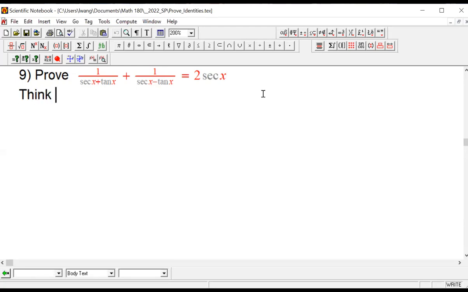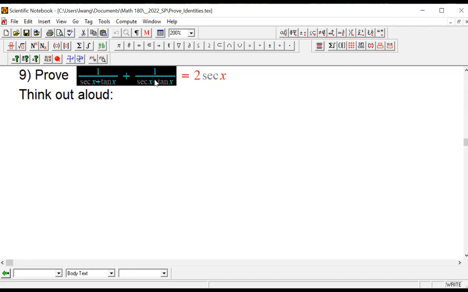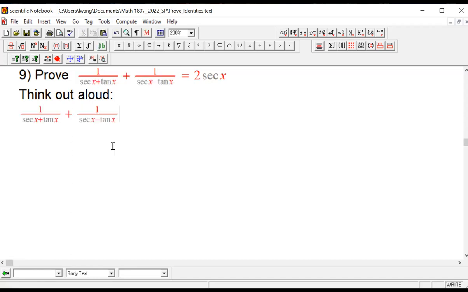Okay, so scratch paper again. Think out loud. Okay, that's my scratch paper. And of course, we start from the left. We have different denominators. So what do we do? We have to make them the same, right?